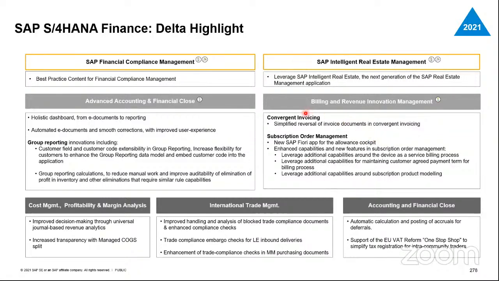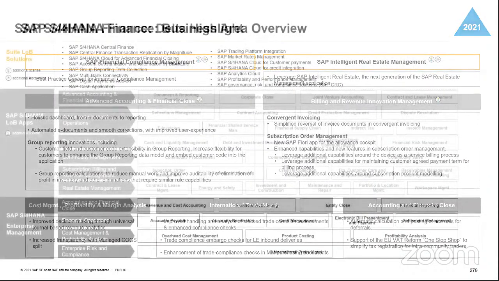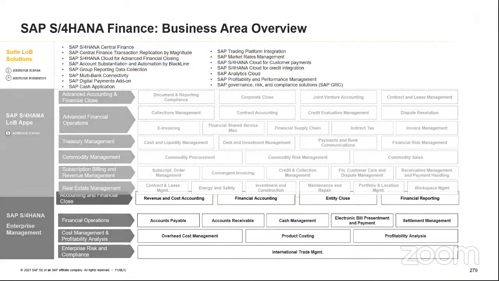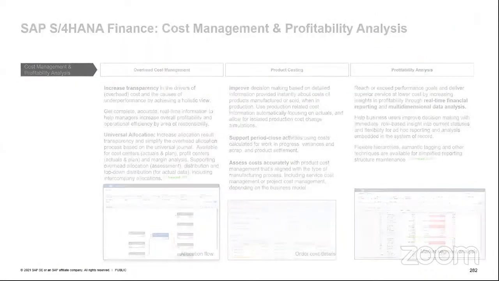BRIM, not going into unless there's a question. And again, SAP Intelligent Real Estate Management is a standalone real estate management solution, cloud-based, that you can use if you don't want to implement it in the core, or you have to integrate it with multiple systems. The normal processes are covered here, so I won't spend too much time on those. You can go through it if there are questions.